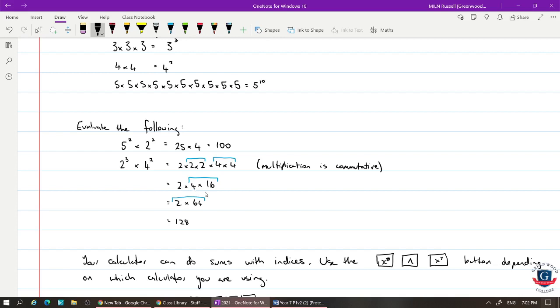And then I might do 4 times 16, because I know 4 times 16 is 64. And then I get 2 times 64, and if I double 64, which is why I've held this 2 to the end, because doubling is easy, 2 times 64 gives me 128. Now, you could have done 2 times 2 times 2 is 8, and 4 times 4 is 16, and 8 times 16, and hopefully known that that's 128. It's up to you. I did it in little steps to make it easy for myself.